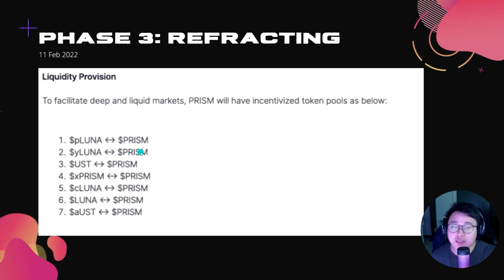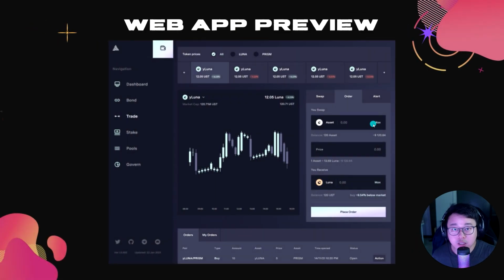So these are the 7 incentivized token pools. They're all going to be paired with Prism, and basically pLUNA, yLUNA, UST, xPRISM, cLUNA, LUNA, and AUST will all be the incentivized liquidity pools, and expect deep liquidity for all of them. So in phase 3, they launched the web app, and this is how the preview looks as well. I have not actually tried it, but this is a screenshot, and it looks pretty robust.